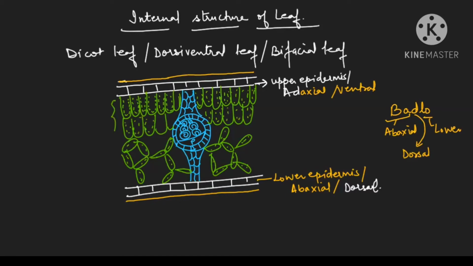So this is your palisade parenchyma. Palisade parenchyma. And this is your spongy parenchyma.